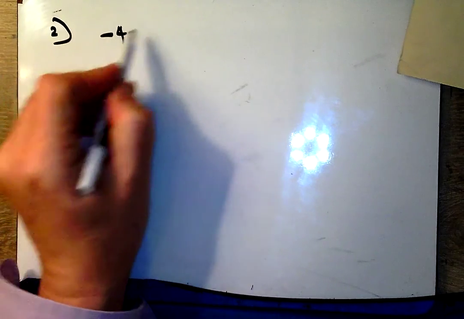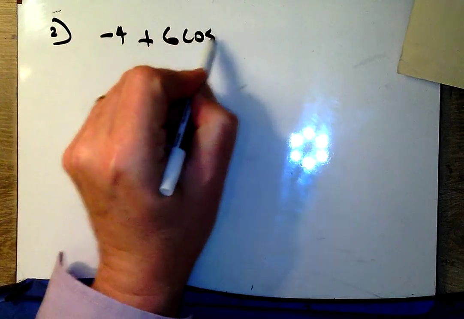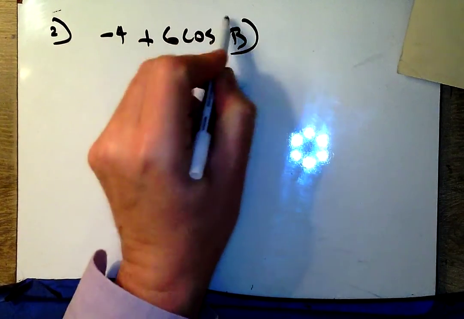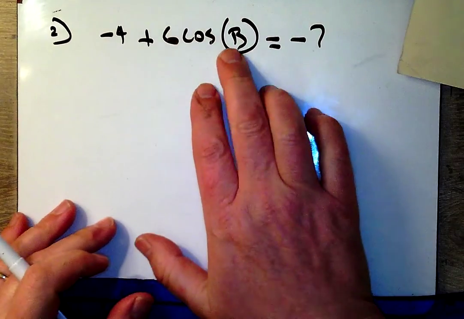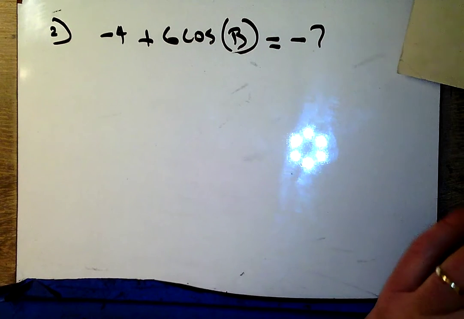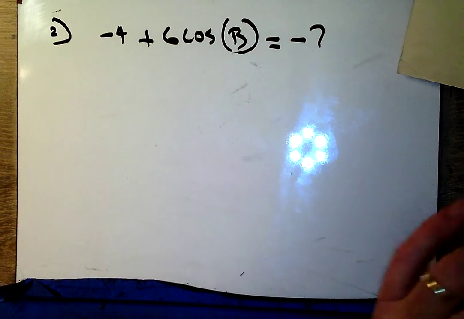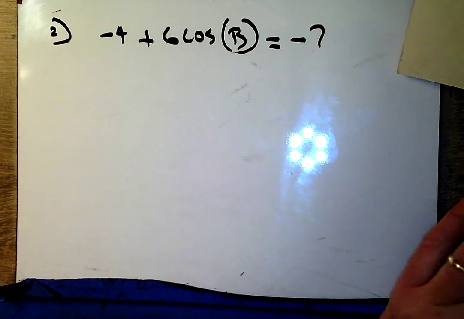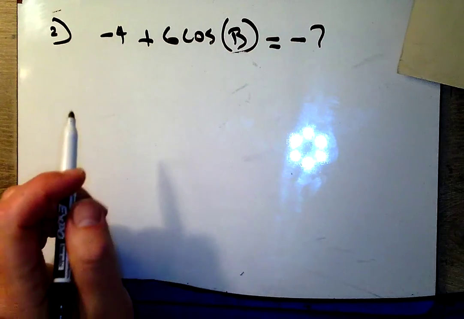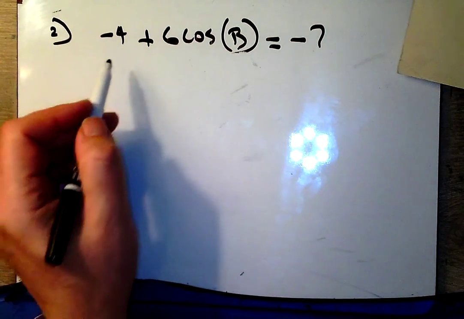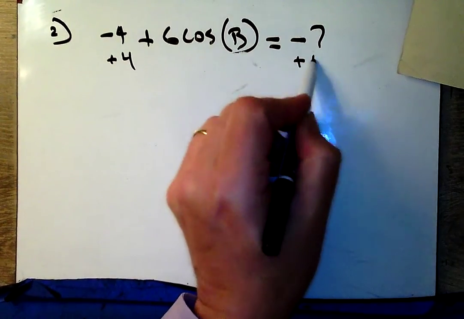How about number 2 on station 10? Negative 4 plus 6 cosine beta equals negative 7. Many students get upset because Cooper is using this other Greek letter. Look, you were okay with epsilon, you were okay with A, and it's just a letter. Just got tired of writing the same thing all the time. My process is still the same. I'm going to add 4 to both sides.